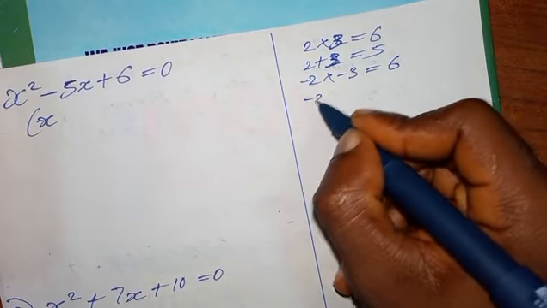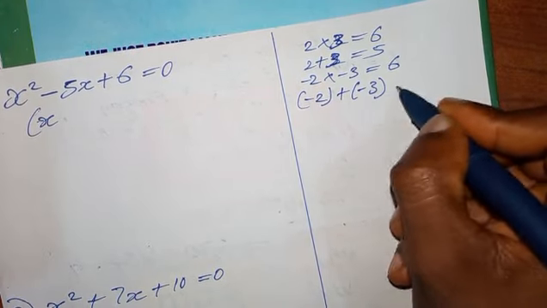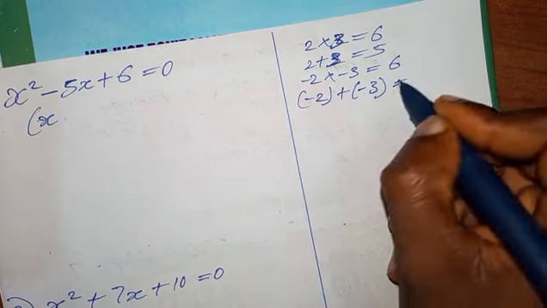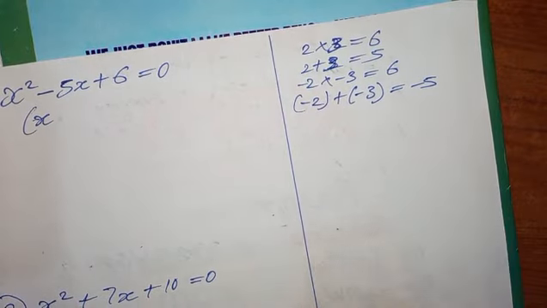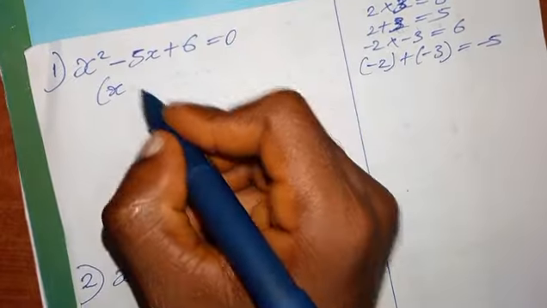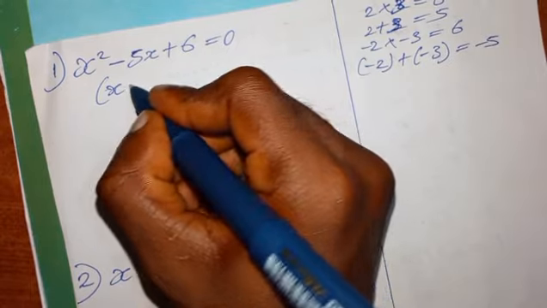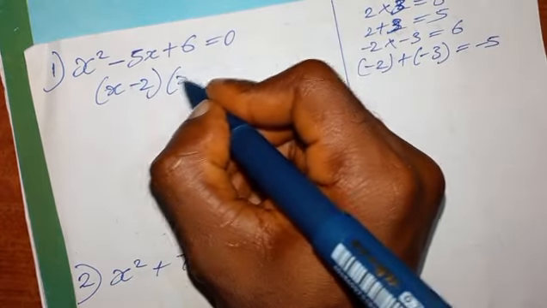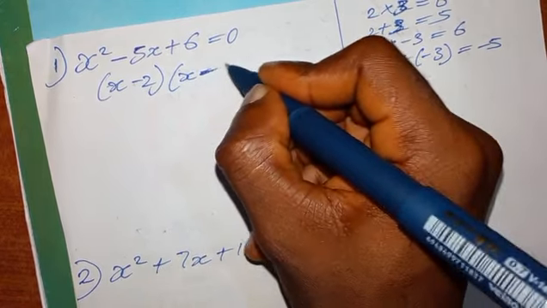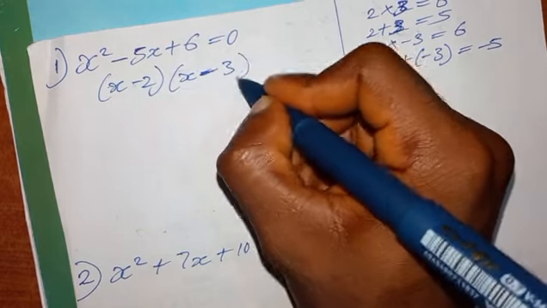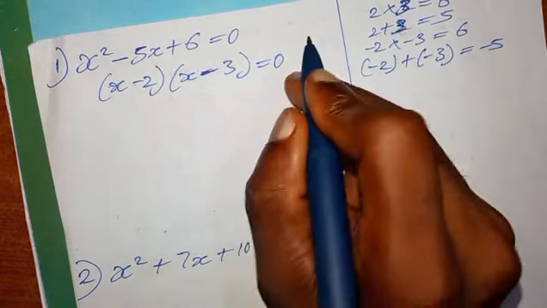So minus 2 plus minus 3, if you calculate it very well, will give us minus 5. So minus 2 and minus 3 are the two numbers that will give us positive 6 and negative 5. So we write them here. x minus 2, x minus 3 is equal to 0. Then you equate both of those brackets to 0.